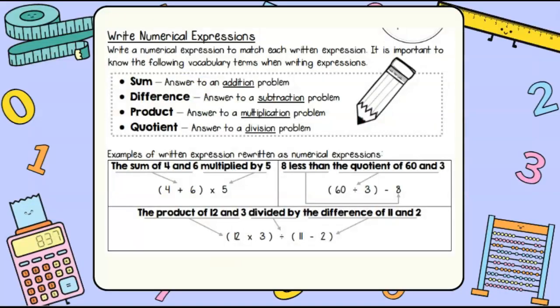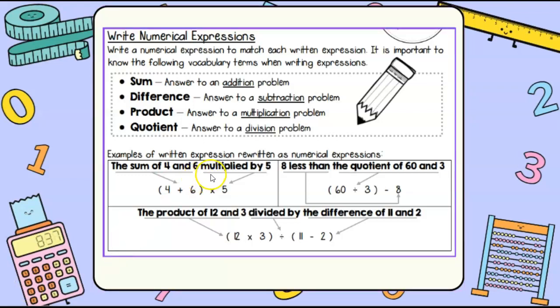So when we talk about this, essentially we're given a written expression, a set of words that tells us what to do, what kind of math we need to do. For example, if somebody wants me to find the sum of 4 and 6 multiplied by 5, when I hear those words in my head, I need to be able to see this numerical expression. I know I'm adding 4 and 6, and then I'm multiplying it by 5.